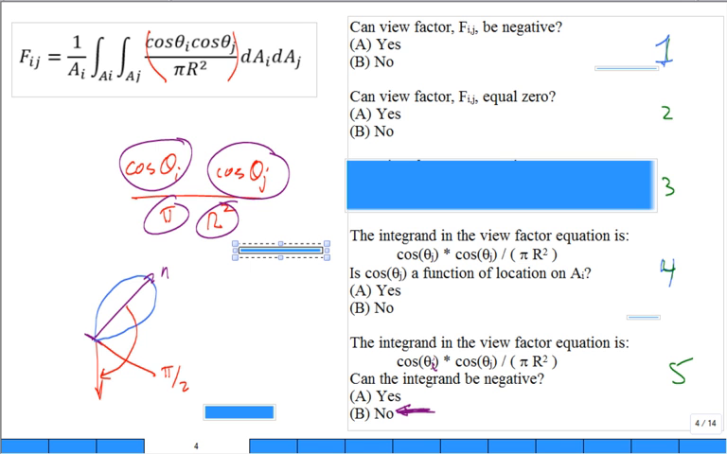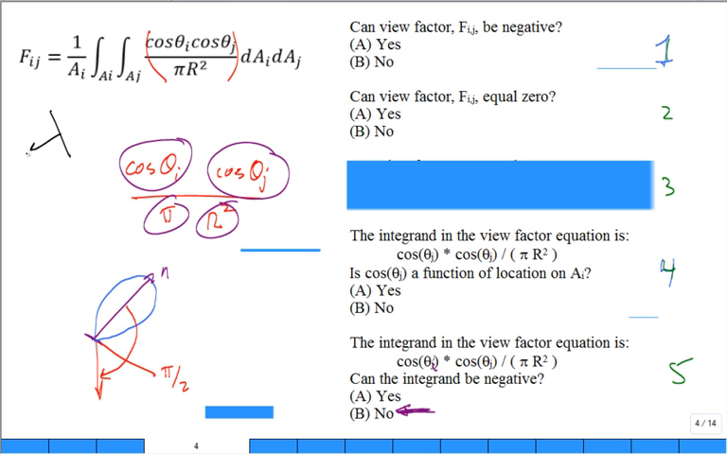One good example would be here is surface I pointed that direction. Here is surface J pointed that direction. Not going to happen. So, yes, it can.